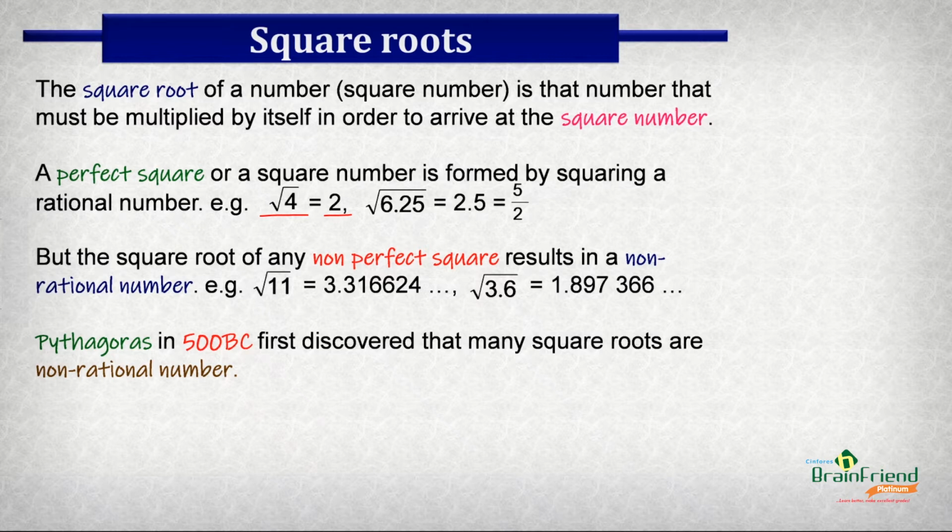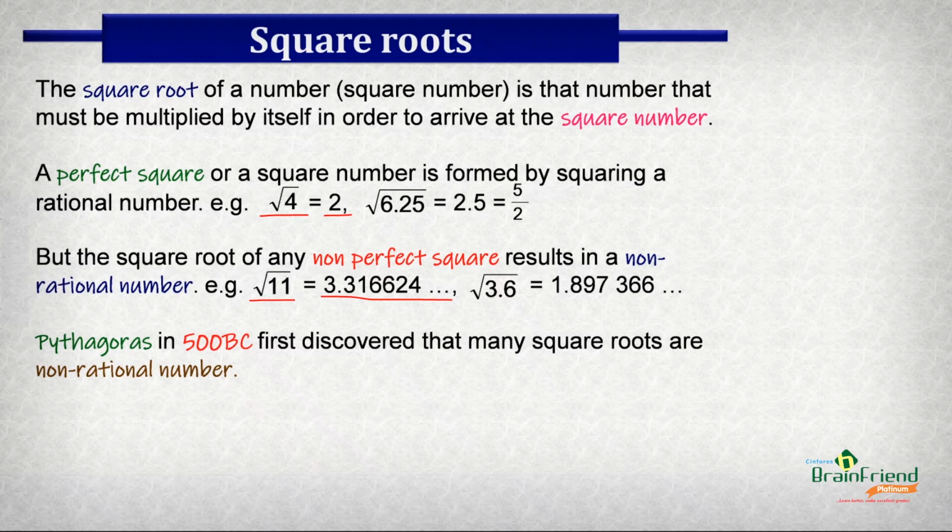On the other hand, the square root of a non-perfect square results in a non-rational number. For example, root 11. 11 is a non-perfect square. And when we find the square root of the number 11, it gives us a decimal number that keeps extending and is non-recurring. So this establishes the fact that the square root of a non-perfect square is an irrational number.